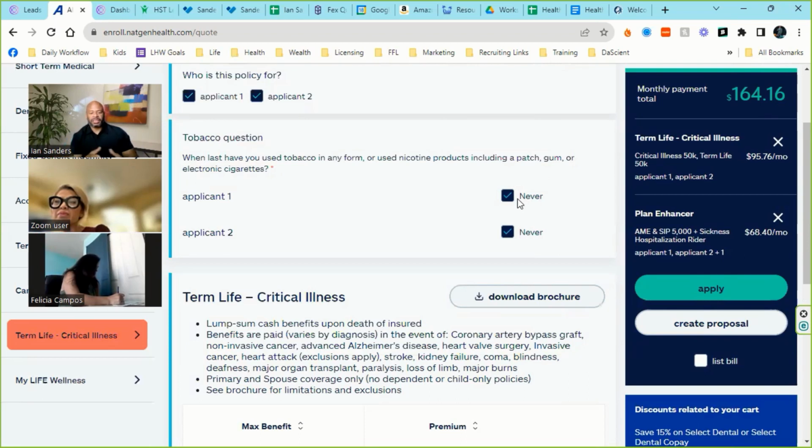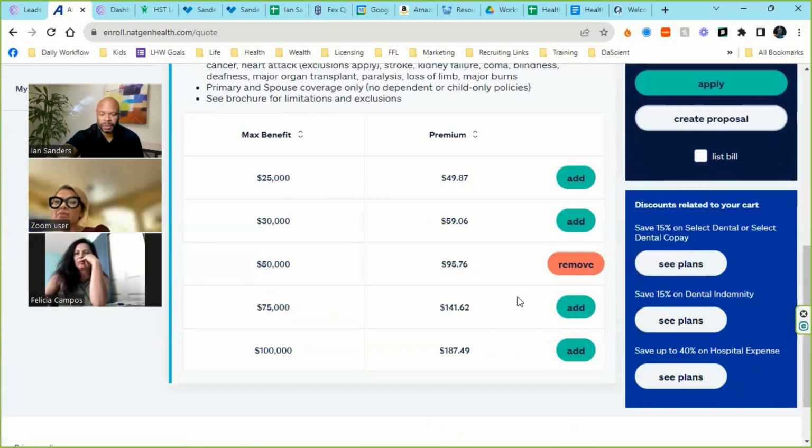So now we're at $164.16. So now basically what you've done is you've provided them with a plan where they have all their major medical stuff covered, but they still have the out-of-pocket maximum. Now, if they go to the hospital for whatever the reason is, and they get admitted, their out-of-pocket maximum is going to be taken care of. And then if it's for any of these major conditions, they're going to get a $50,000 check to help them cover costs and things like that.